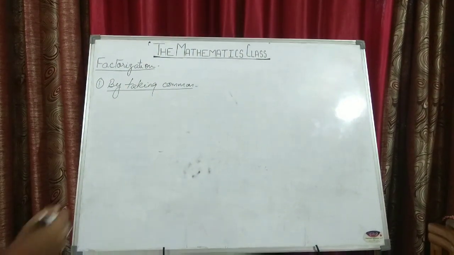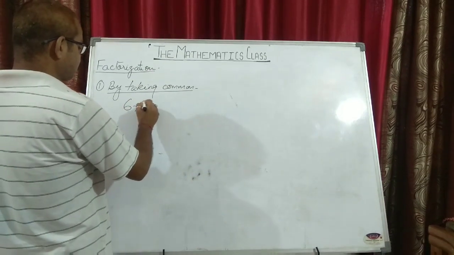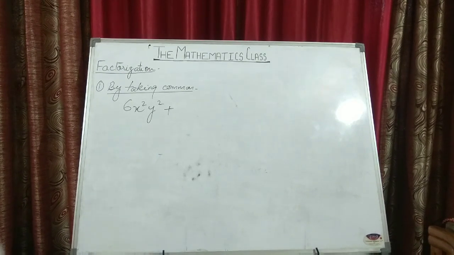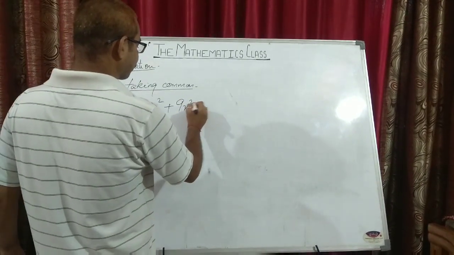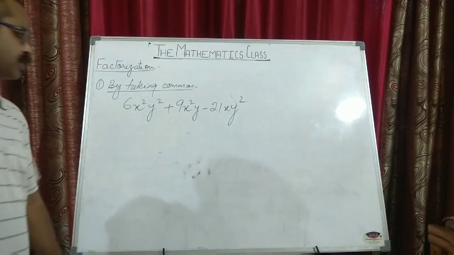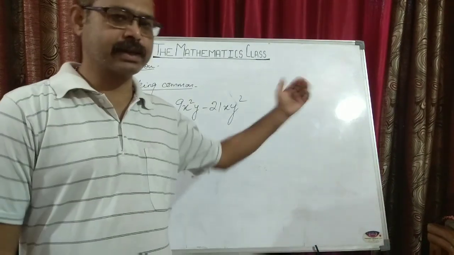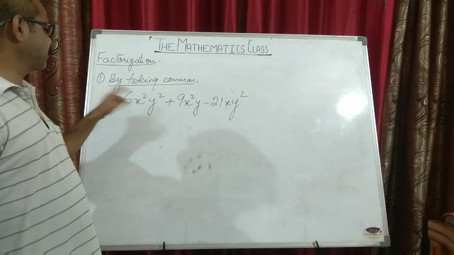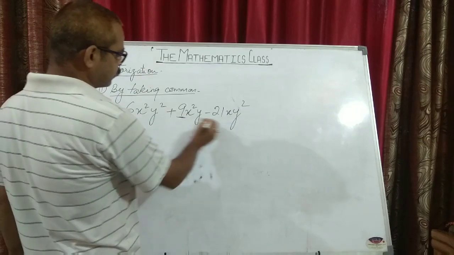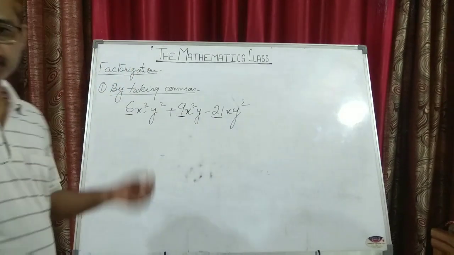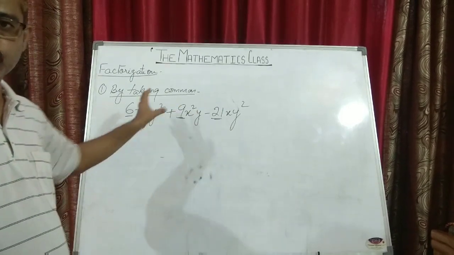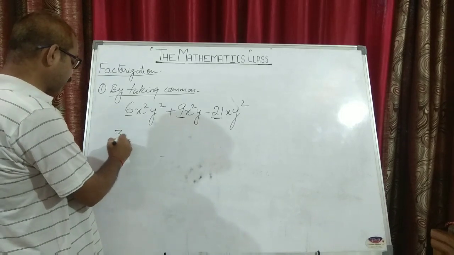First I am taking 6x square y square plus 9x square y minus 21xy square. The question is factorize. We have to factorize. This is an example I am considering, which is based on taking common. So if you look at 6, 9 and 21, what is common? 3. 3 2s are 6, 3 3s are 9, 3 7s are 21. 3 is common in the numerical value, so we can take 3 common.